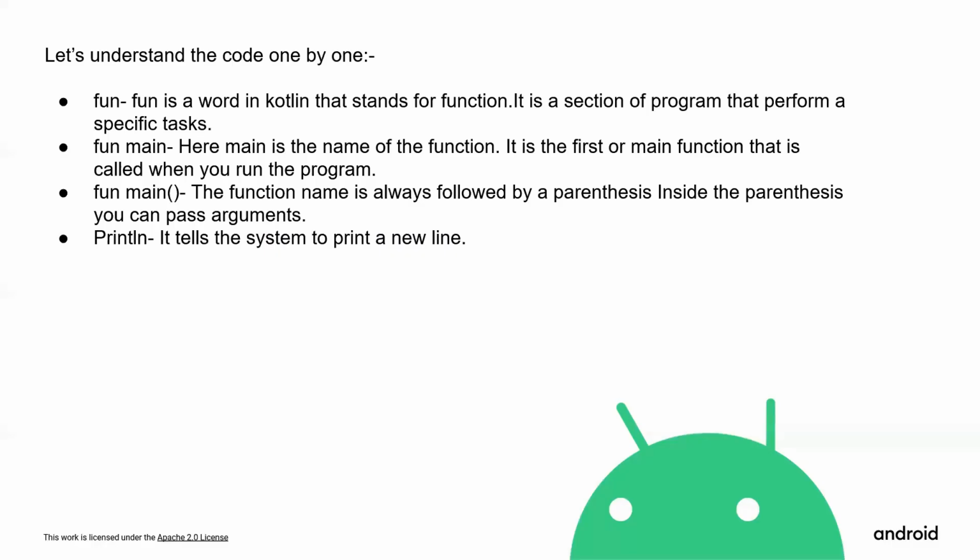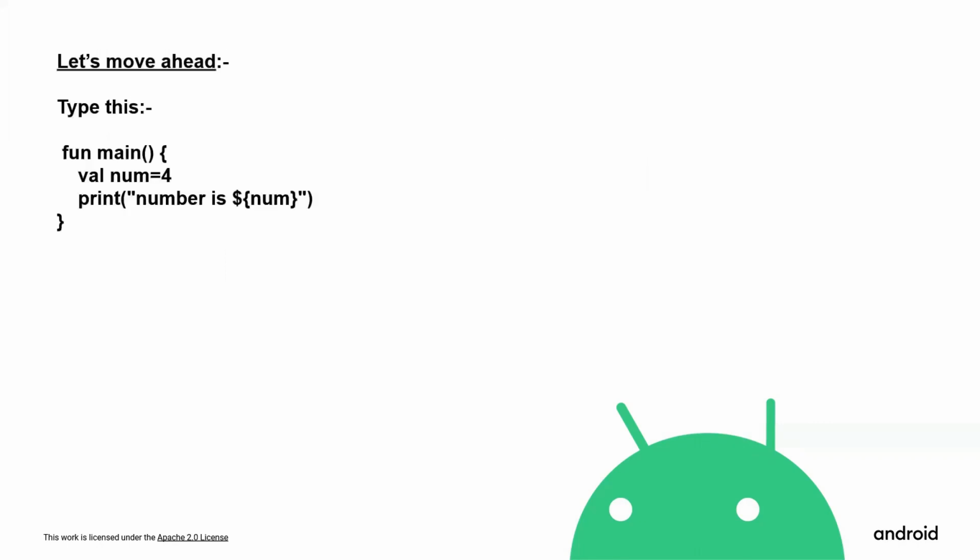So fun. Fun is a word in Kotlin that stands for function. It is a section of a program that performs specific tasks. Function main: here, main defines the name of the function. It is the first or main function that is called when you run the program. Always note, guys, that function main is always followed by parentheses. Inside the parentheses you can pass arguments. And println tells the system to print a new line.